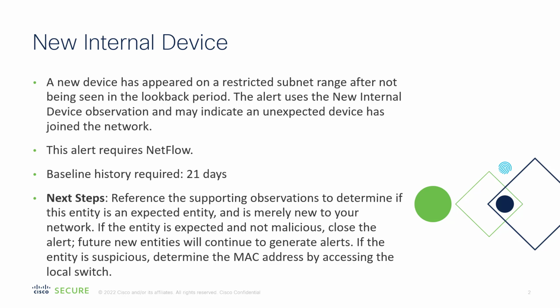For our remediation steps, what you're going to want to do is take a look at the supporting observations and then determine if the host that has shown up was expected, such as we went through our change control process and we added that host intentionally, or if there's something malicious going on and it was not an expected host to be appearing on a restricted subnet range.